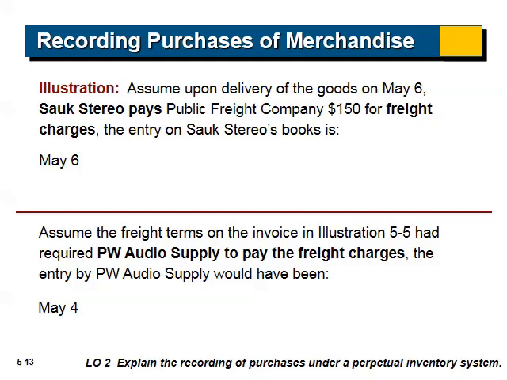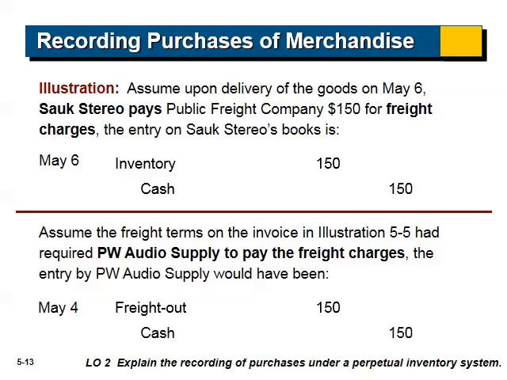Here's an illustration. Assume upon delivery of the goods on May 6th, Salk Stereo pays Public Freight Company $150 for the freight charges or the shipping charges. So what do they do? Well, the $150 is considered part of the cost of the inventory. So it is put into the inventory. But from the perspective of the seller, which is down the bottom of the slide, the seller records, assuming that they would have paid it, what's called freight out, which is an expense.